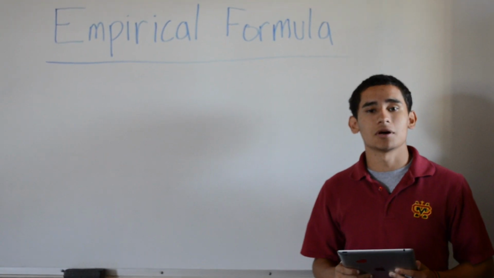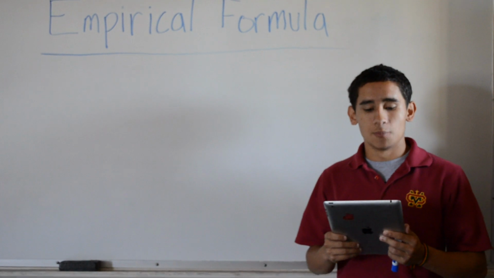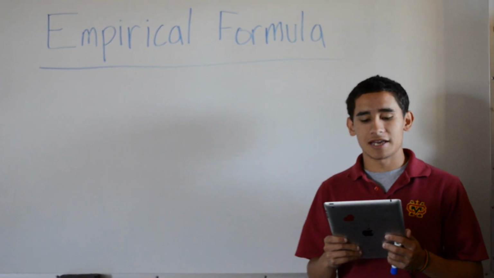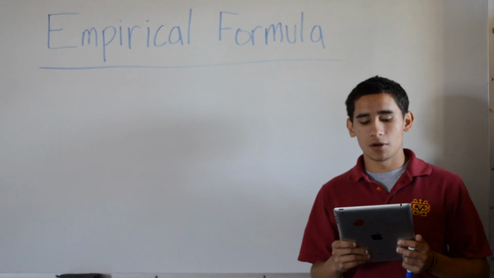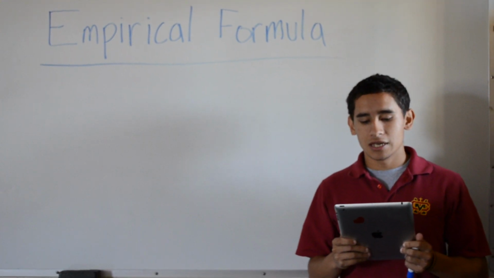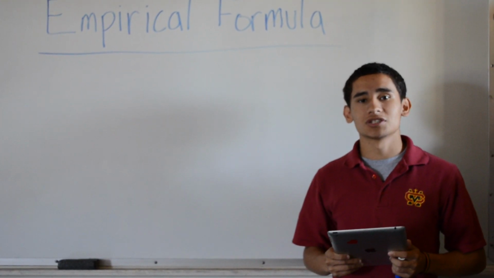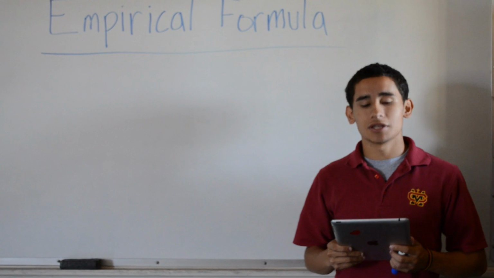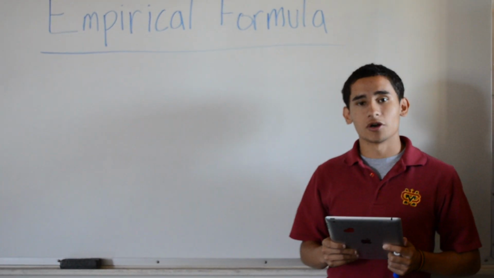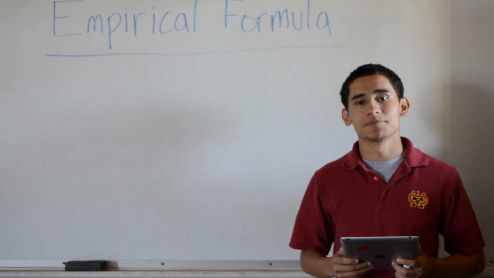Today we're going to be talking about empirical formula. Empirical formula is a formula that gives the simplest whole number ratio of atoms in a compound. There are 4 steps on figuring the empirical formula, and we're going to be talking about those today.